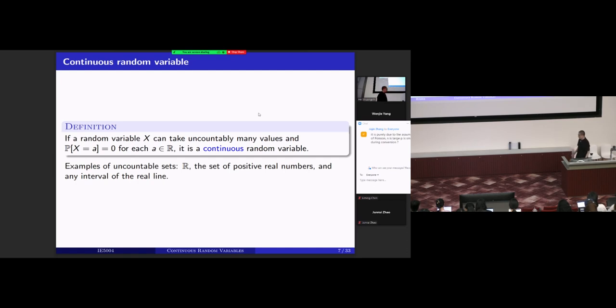I explained in the past why we need to classify random variables as discrete ones and continuous ones, because we need to use different tools to study their distributions. And for a continuous random variable, as I explained, it could be confusing because the probability that it takes any specific value is zero. However, the probability over the entire real line must be equal to one. Right? So why can this happen?